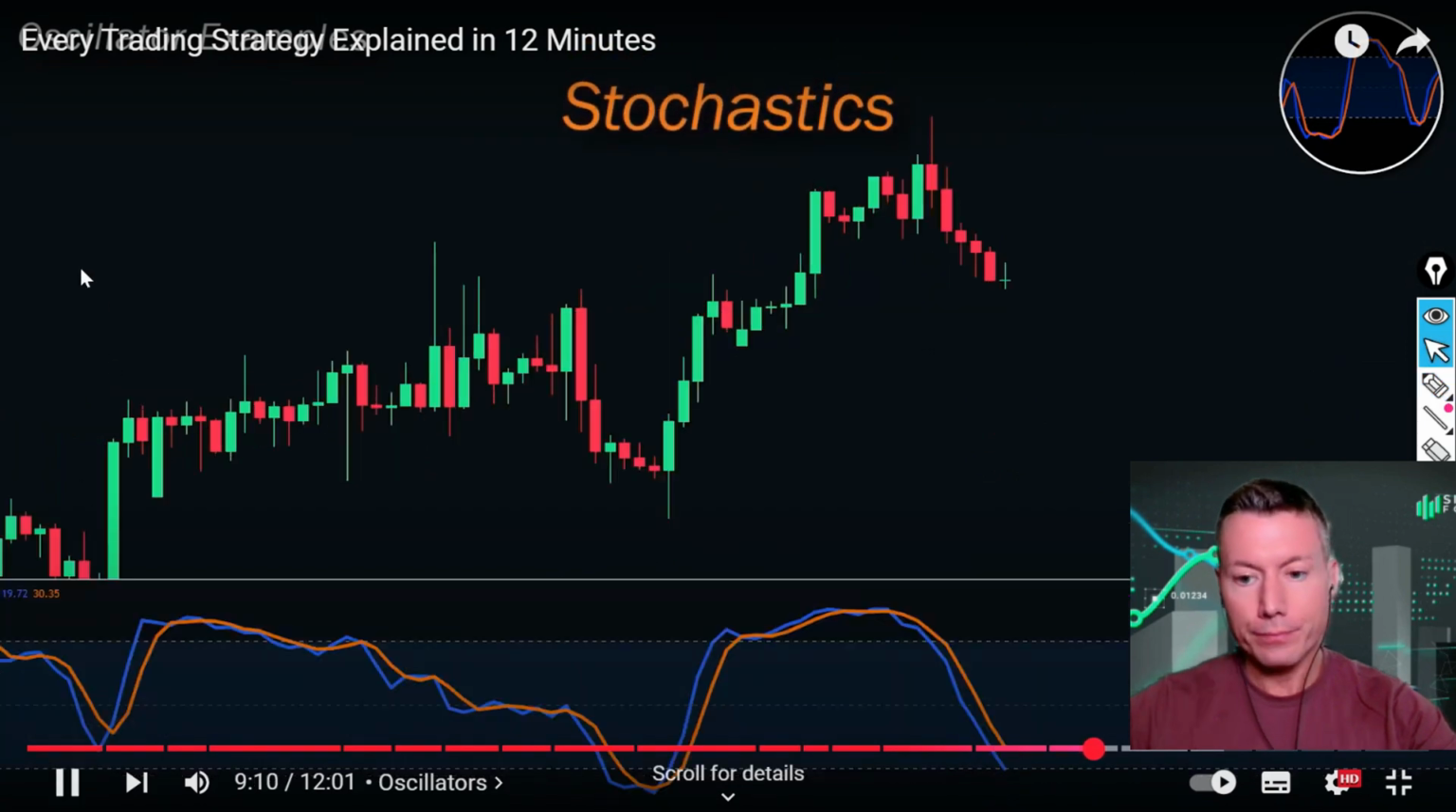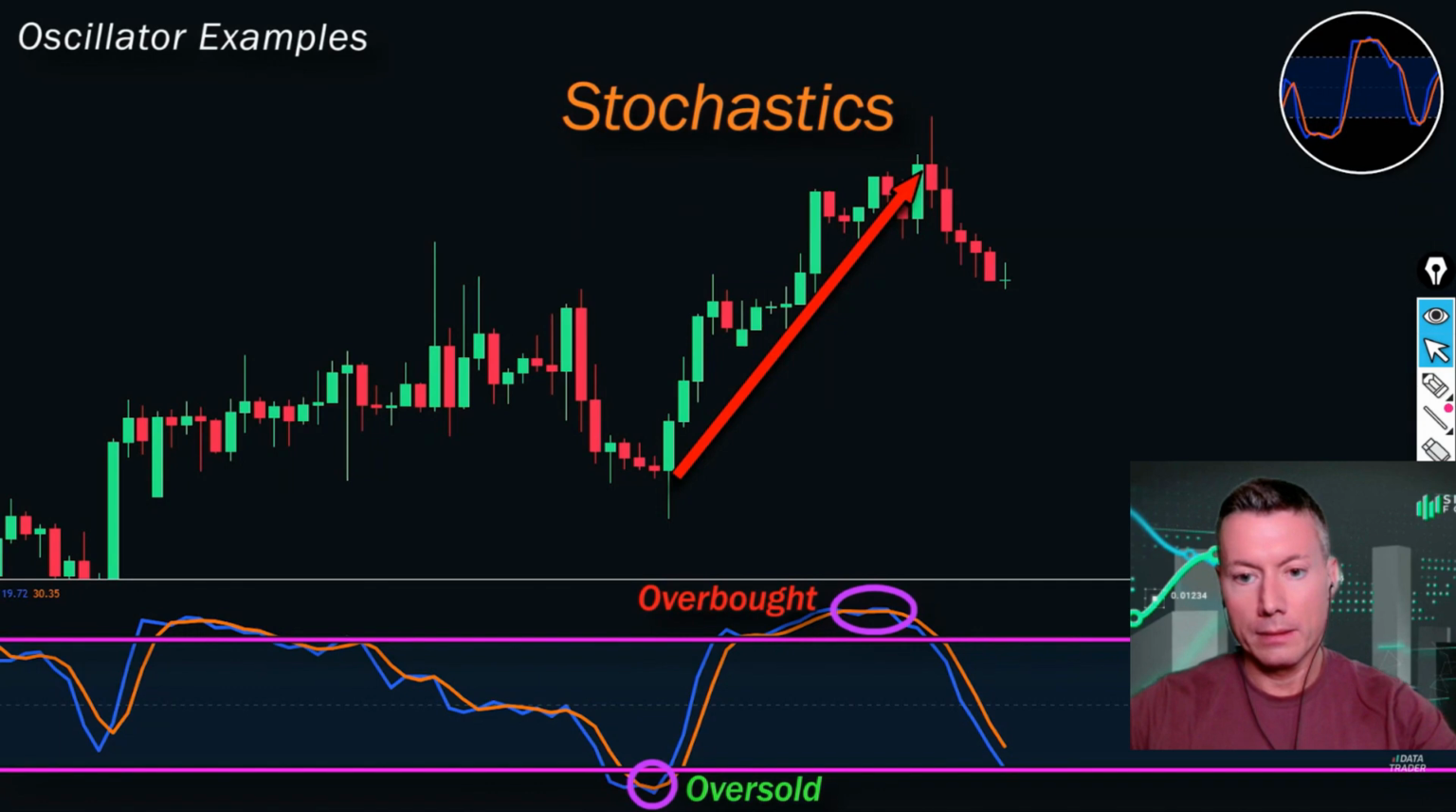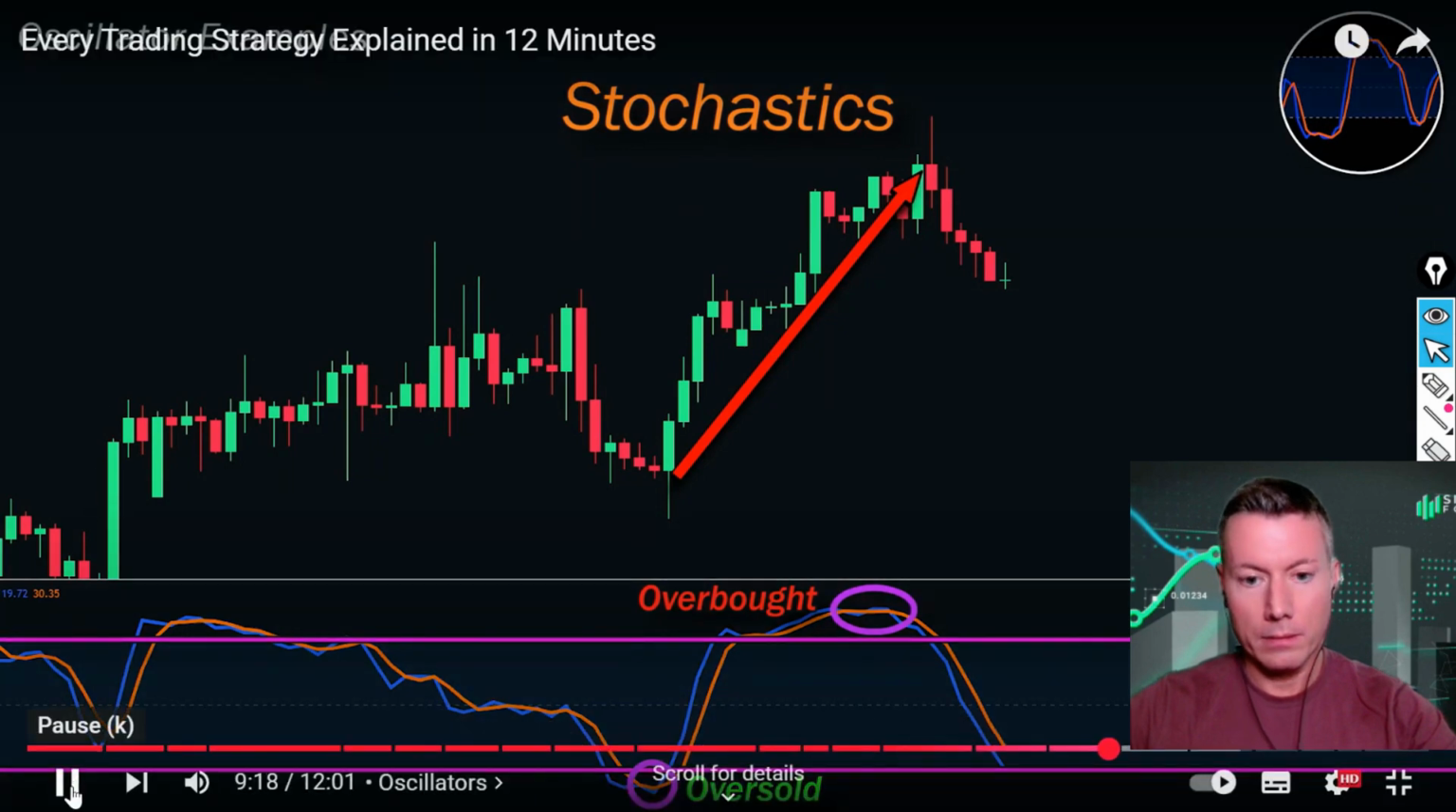Stochastic. If both lines are at oversold, it signals a possible reversal to the upside. And if both lines are at overbought, it signals a possible reversal to the downside. Again, I'm not going to trade. I'm not just going to look at this indicator and it says to me overbought, and I'm going to be like, right, I'm going to start selling up here. Okay. I need price action to tell me this.